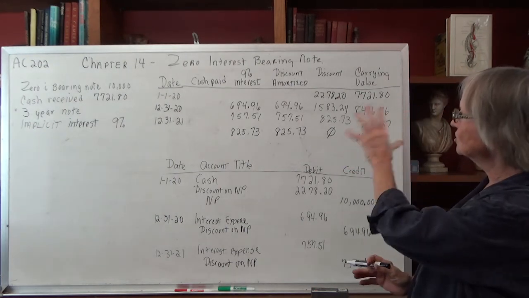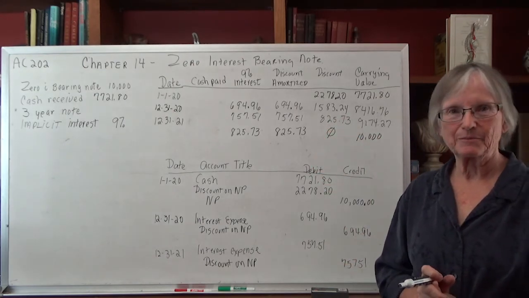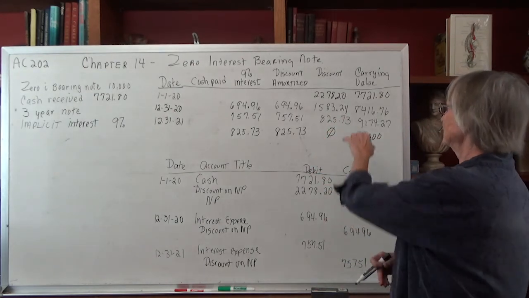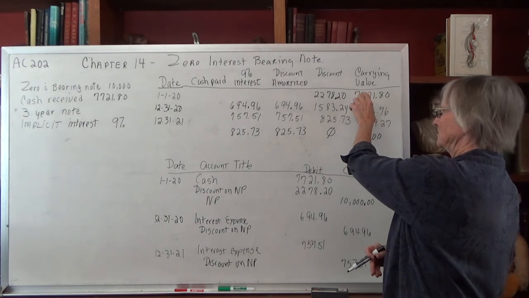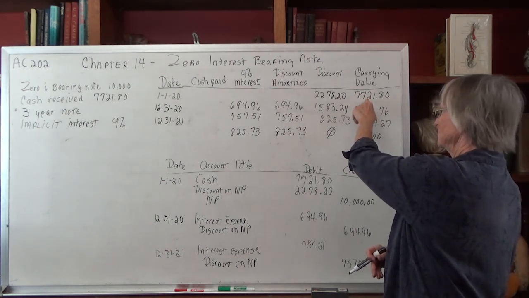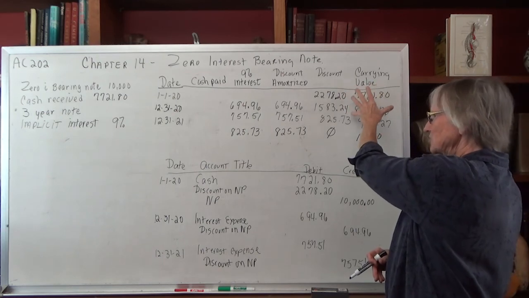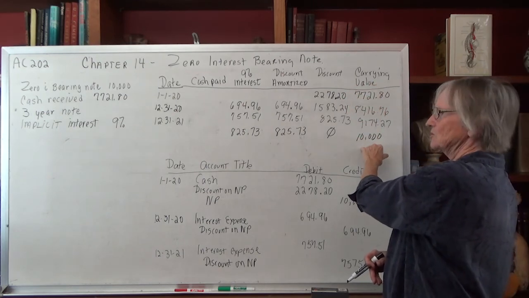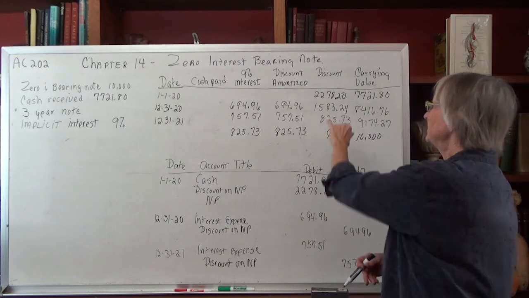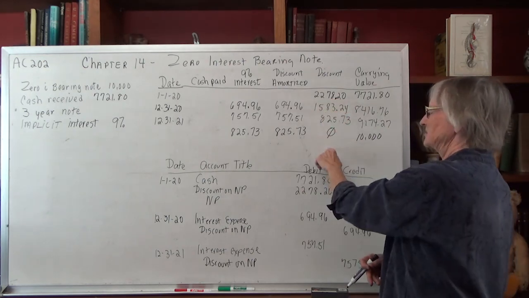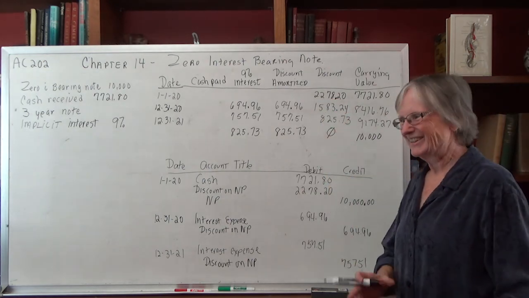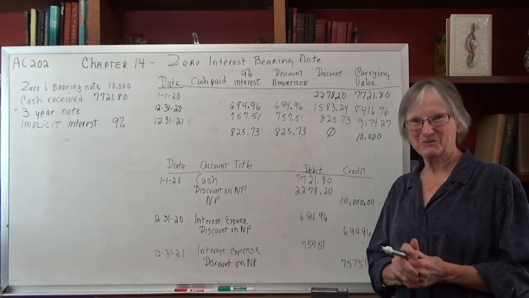So this is how your zero interest bearing notes are set up. And you just have to keep in mind that they're starting with the amount of cash you receive. That's the original carrying value. And as the discount is amortized, it will approach the face value. The discount by the end should be down to zero. So that's it for a zero interest bearing note.